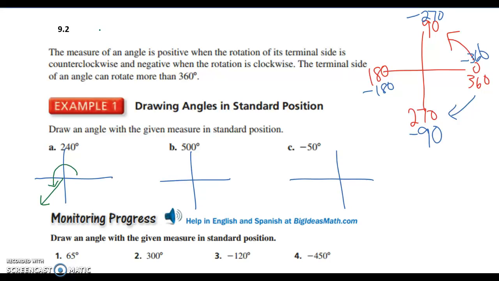If I was drawing 500 degrees, that would be one full circle, which is 360, plus an extra 140 degrees, which is between 90 and 180. So I would draw that here. And when I show where the angle went, it's going to go one full circle and back around to be 500. And then for negative 50, I know that's between 0 and negative 90, so I can just draw a line in this quadrant, and it's going down, and that would show negative 50 degrees.